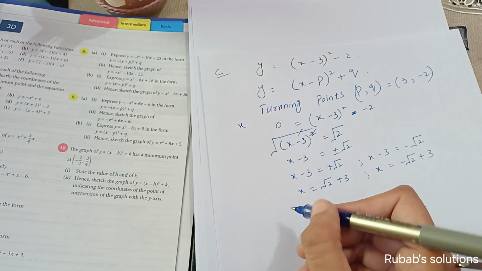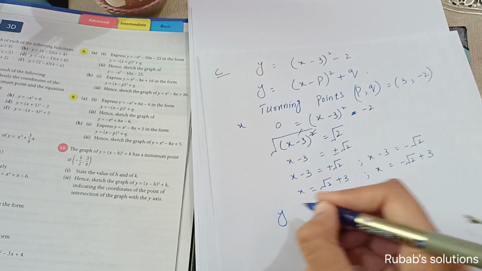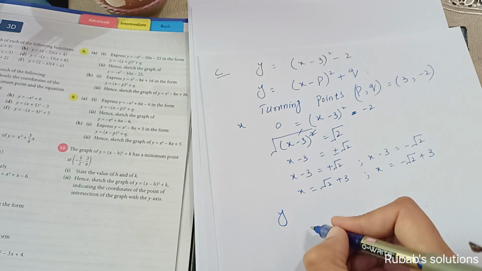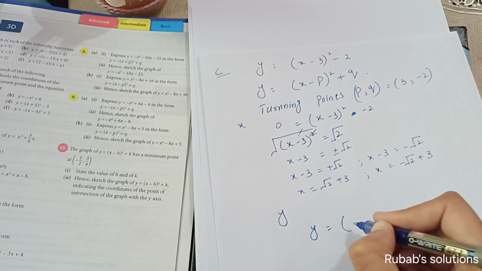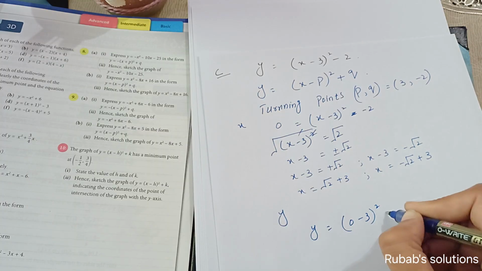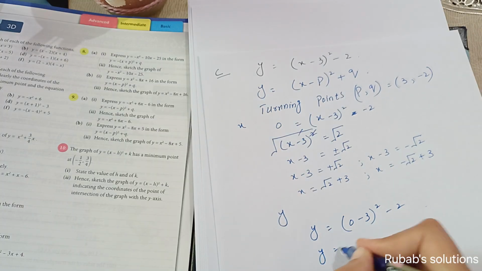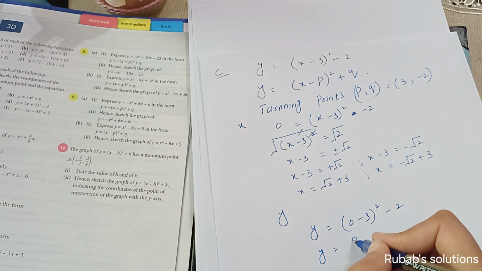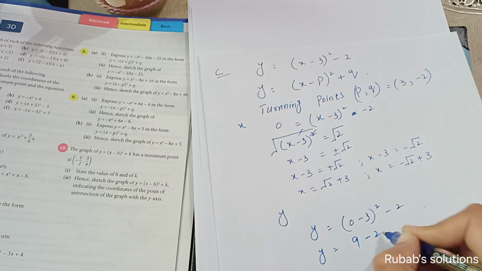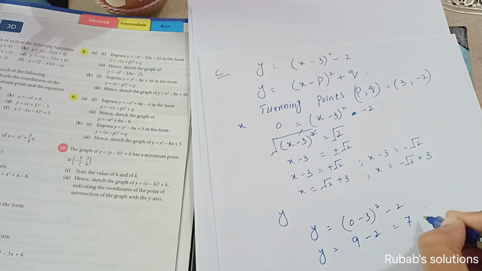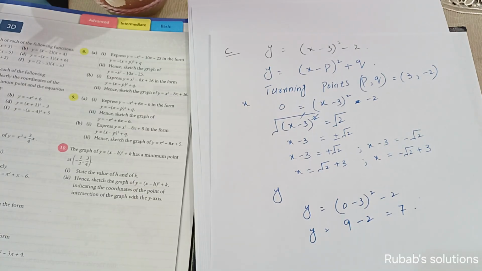For the y-intercept, I will put x is equal to 0. For y, put x is equal to 0. So y is equal to 0 minus 3 whole square minus 2. Minus 3 squared is 9, minus 2, so it will become 7. With the help of these points, we can sketch the graph.